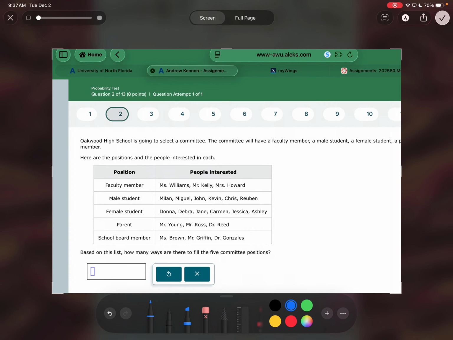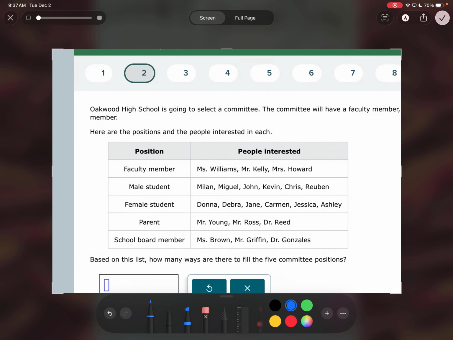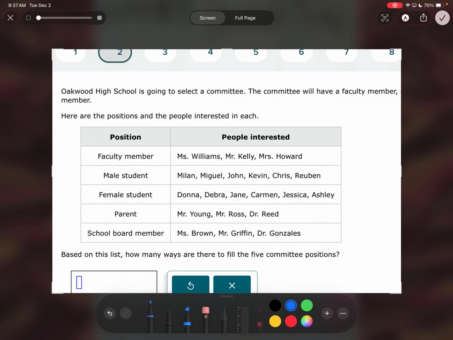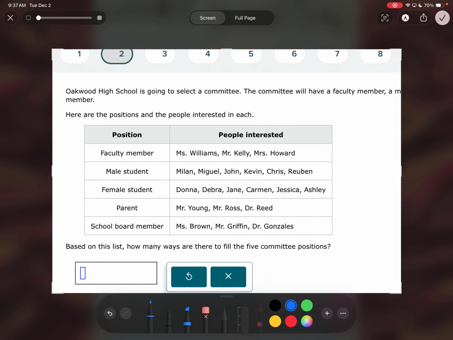I probably zoomed in too much there. Oh no, it doesn't matter on this, so it'll tell us. How many different ways can you make the committee? So it needs three different faculty members. There's 1, 2, 3, 4, 5, 6 male students, 1, 2, 3, 4, 5, 6 female students, 3 parents, and 3 school board members.